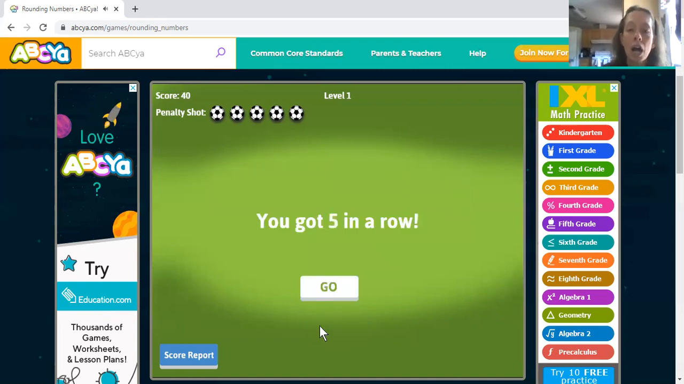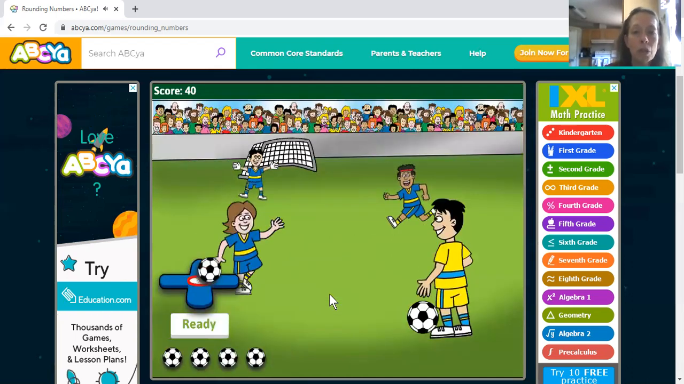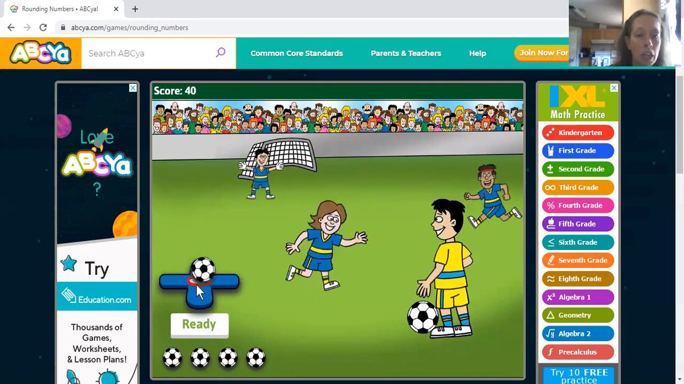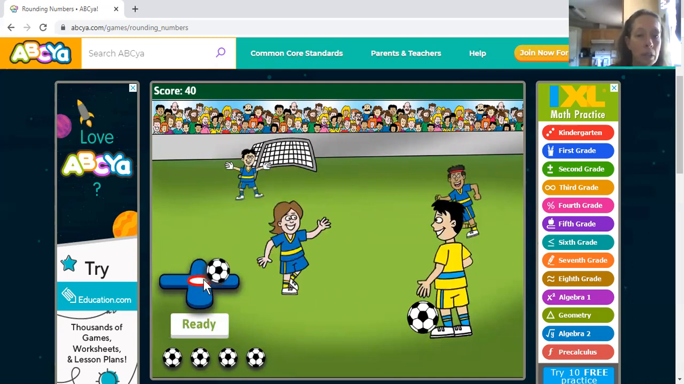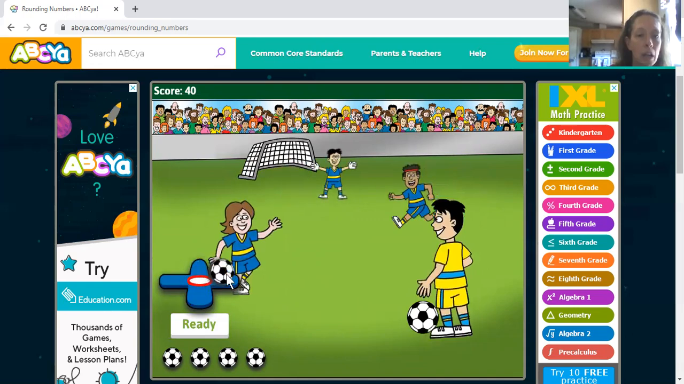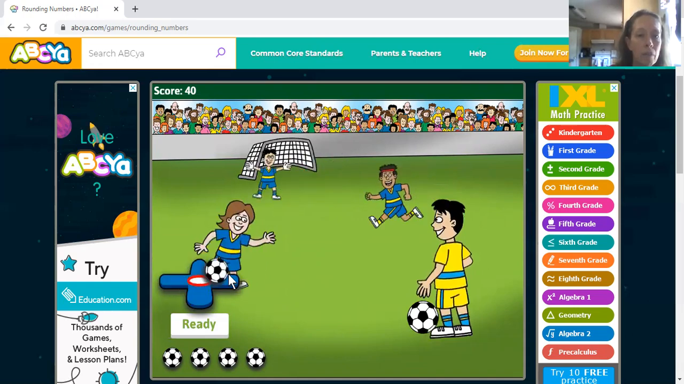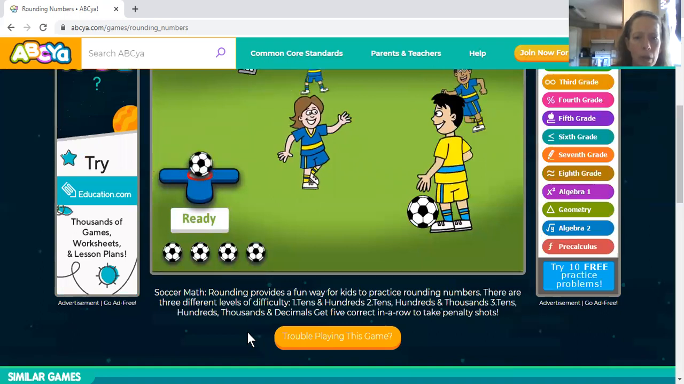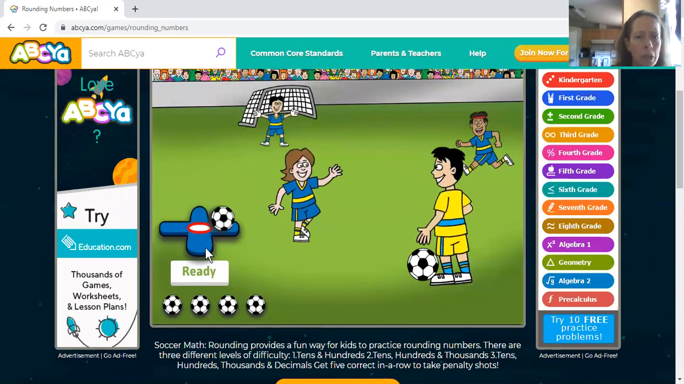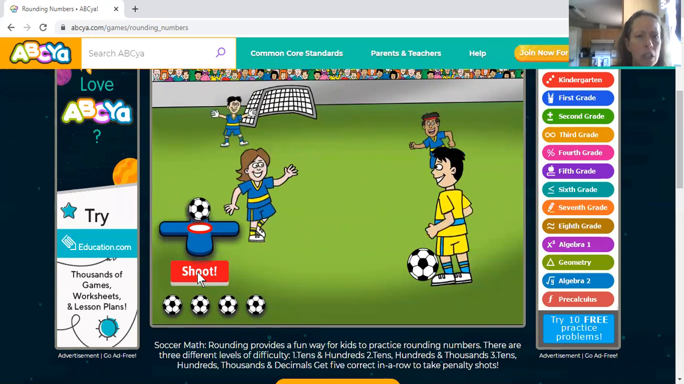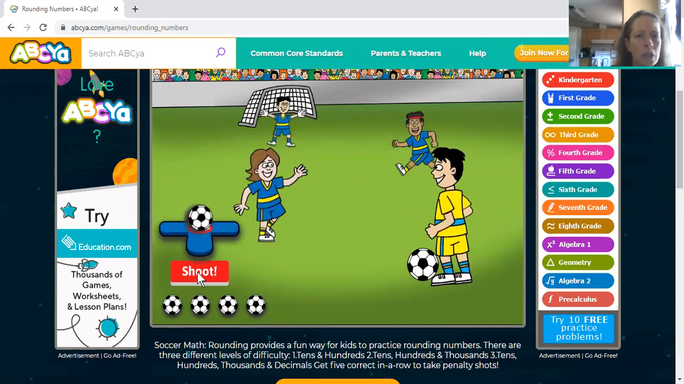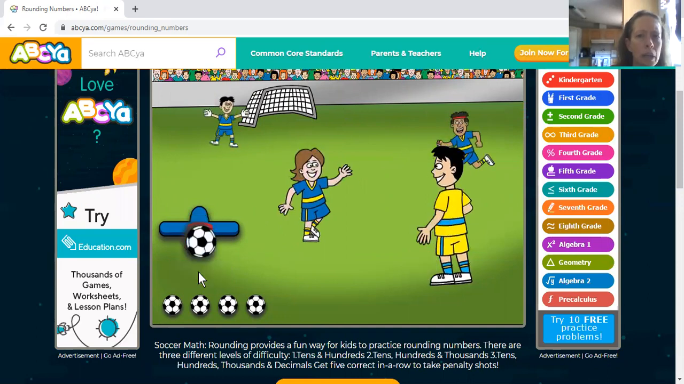Yay! Nice job. You did great. Now it moves us up. Oh, look, there we go. Oh, we get to take a shot. Okay, how do we do it? Let's read, we get some directions. Take penalty shot. Ready. Let's see if we can get that goalie out of the way.